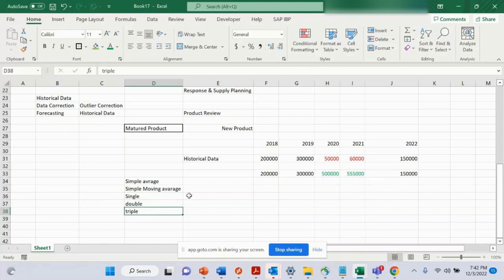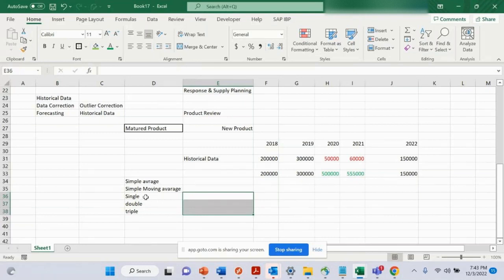Triple comes with the same. Like in single, we have a parameter called alpha. There is beta and there is gamma, right? Most businesses have seasonality. They have trends, and if we consider both of them, seasonality and trend, then we go to triple. Okay. So these are all the models available in IBP, and all of this is arithmetic based.